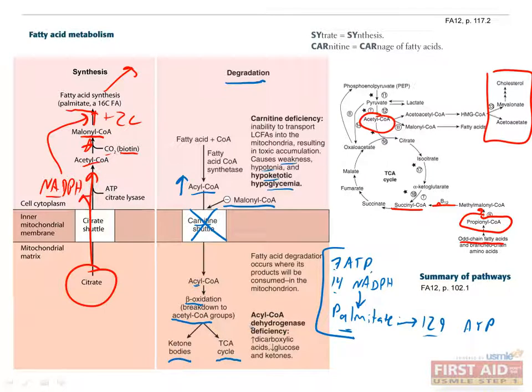One final point about fatty acid degradation is that it involves acyl coenzyme A dehydrogenase, which makes a double bond in acyl coenzyme A, which is required for beta-oxidation to occur. Deficiency of this enzyme also prevents glucose and ketones from being formed, and results in an increase in dicarboxylic acids.